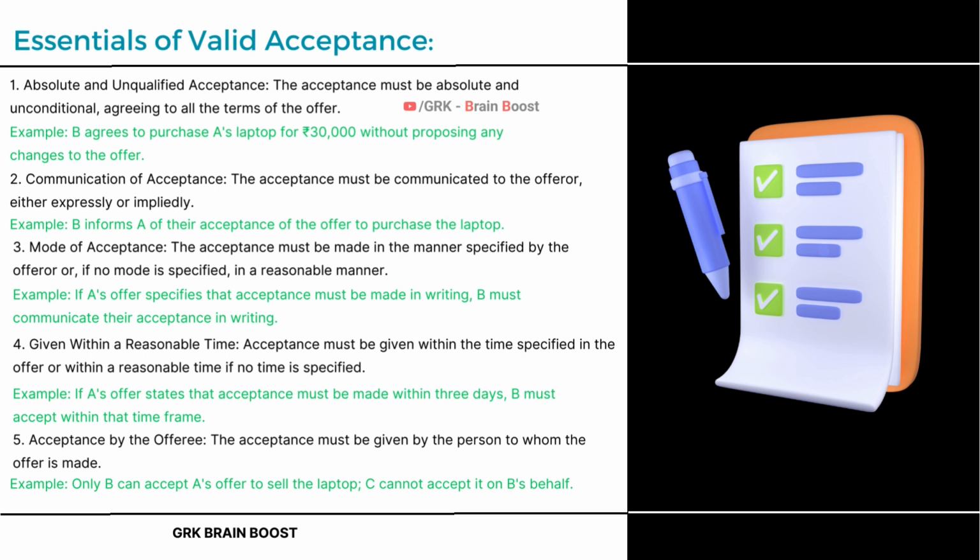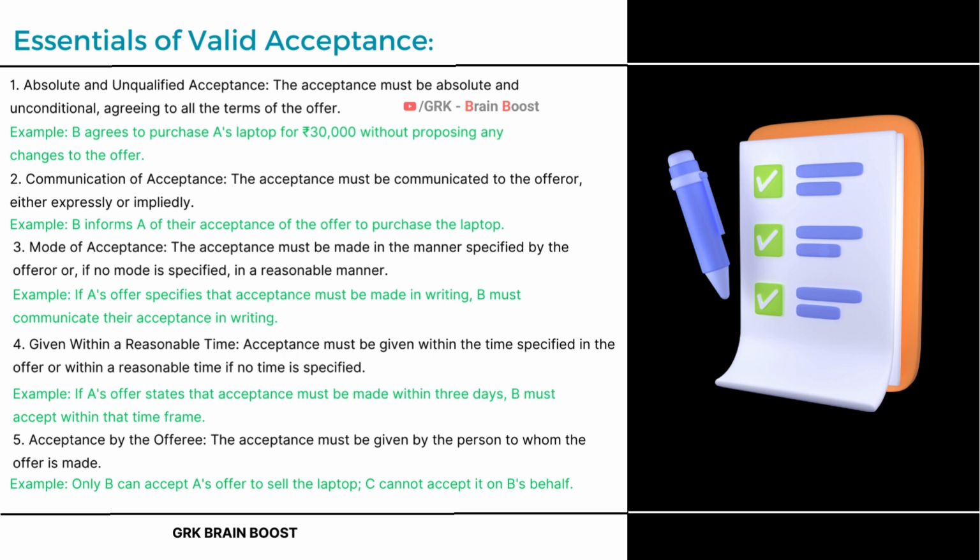Next one is mode of acceptance. The acceptance must be made in a manner specified by the offerer, or if no mode is specified, in a reasonable manner. Example, A's offer specifies that acceptance must be made in writing. B must communicate their acceptance in writing.